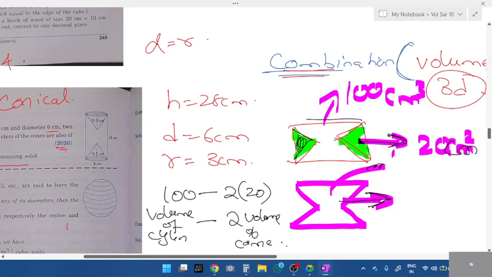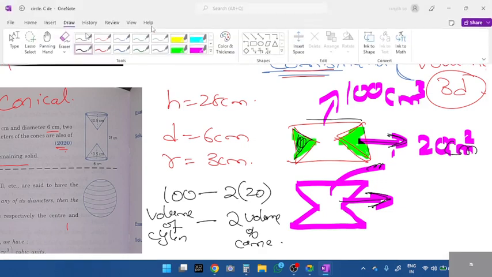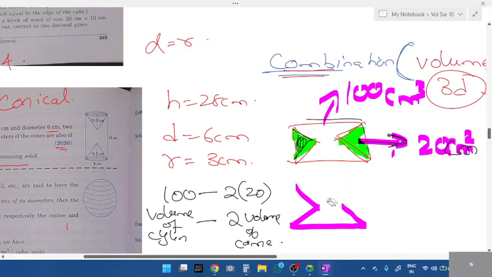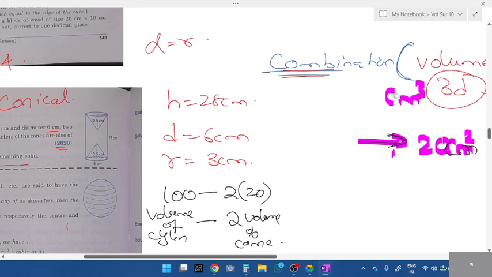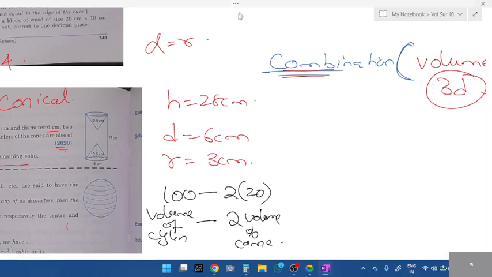Three cones are not possible because it has only two circles, top and down. Either one cone is possible or two cone question is possible. Make a note of this formula. Volume of cylinder minus 2 into volume of cone. This is the formula. So diagram is not required. These are the calculations for cylinder, students. Whatever you've written here, this is for cylinder.